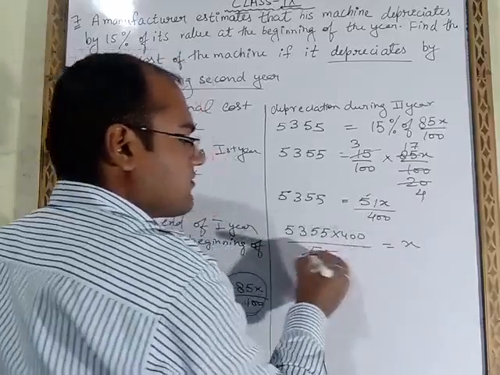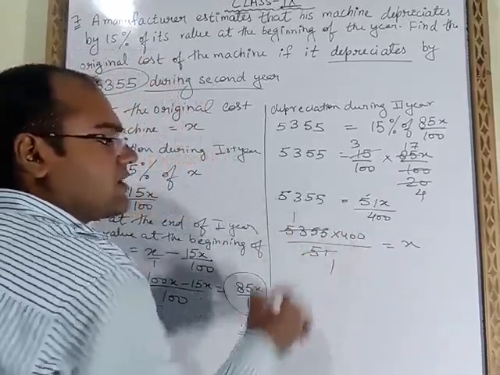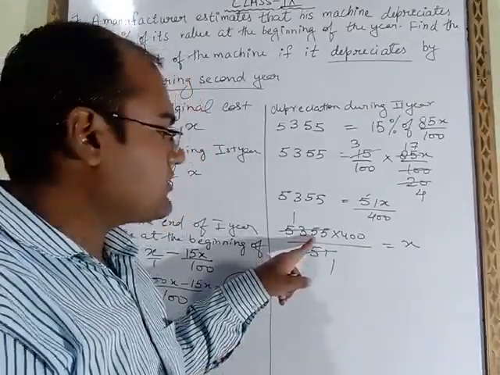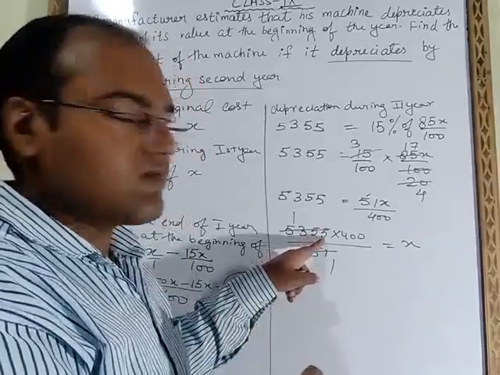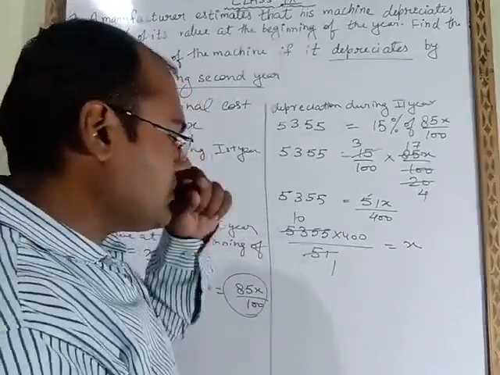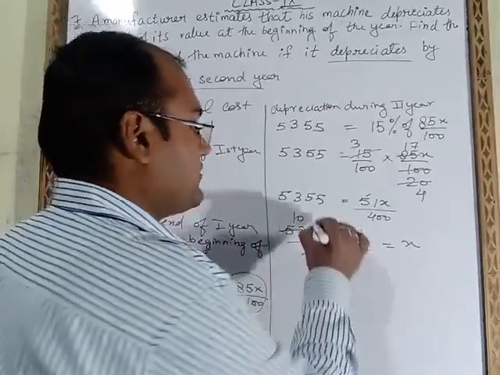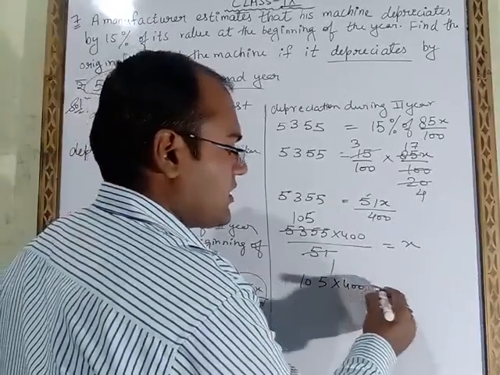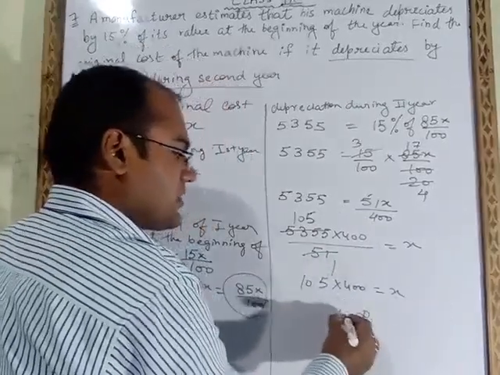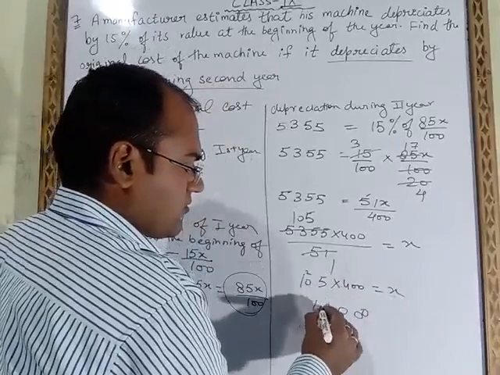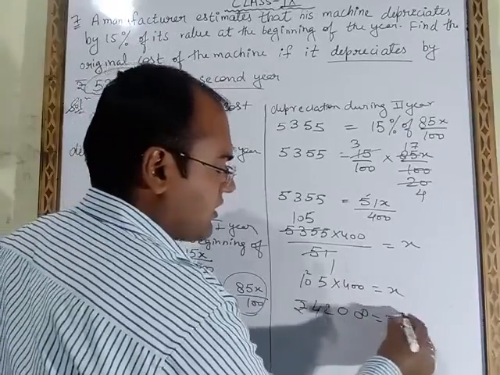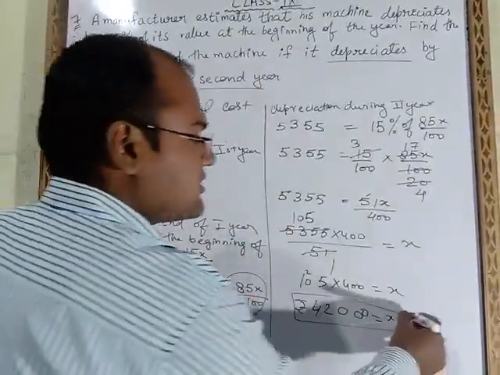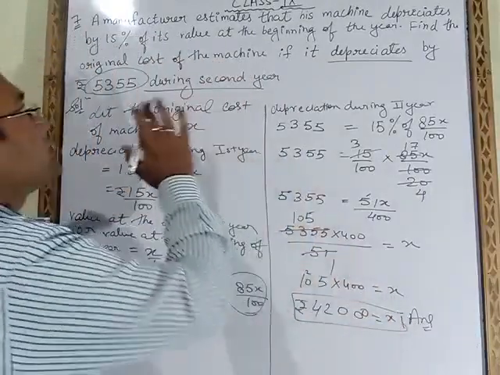So here it will be x. 51 1 is 51. Remainder 2 and 5 will be 25. 25 is not divisible by 51, so we will take another number also, 5. So here we have to add 0. So 255, 51 5 is 255. So the answer is 105 into 400 is equal to x. 5 fours are 20. So this much rupees is the value of x. And what is x? X is the original cost of the machine. So this is your final answer. So like this you have to do question number 7.